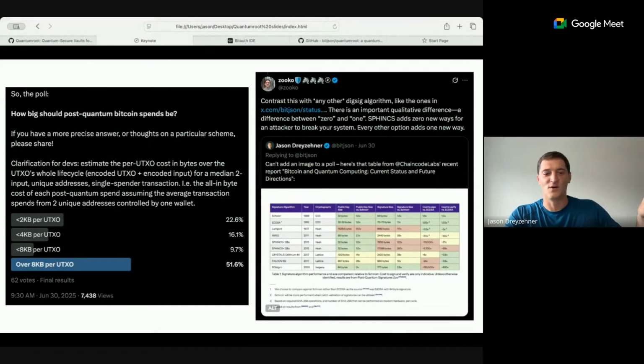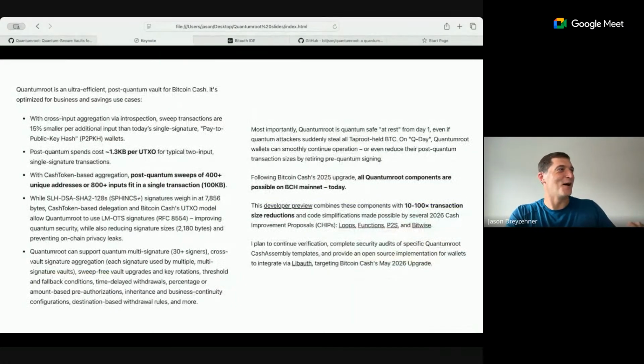My answer to this poll is the top one, less than 2 kilobytes, because it's 1.3 kilobytes. And I thought the poll would be fun to post because much of the wider, at least in the UTXO space, the lowest estimates I had seen until I posted the poll were about 4 kilobytes. So I was curious if anybody would respond with how to get it lower, basically.